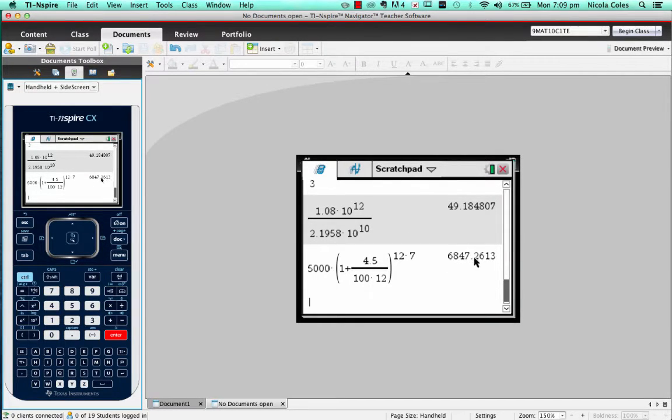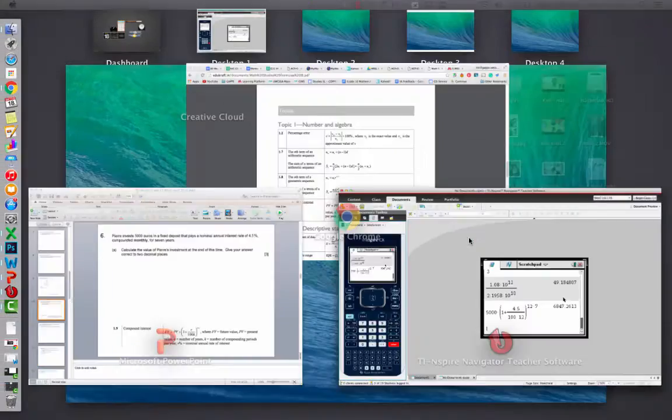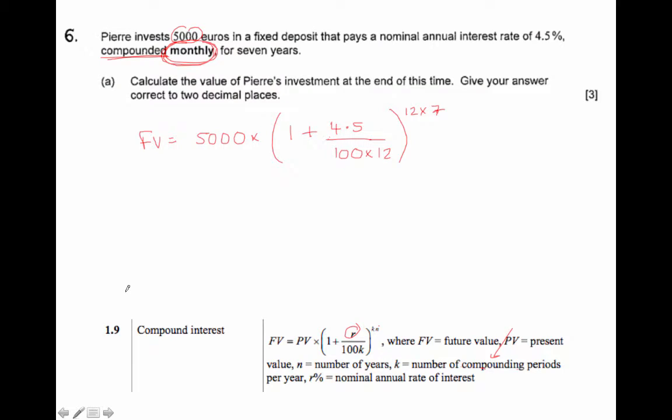6,847.26. And when we're dealing with money, we give our answer to 2 decimal places. So here, well, it even tells us to 2 decimal places. That's the same as 6,847.26. And it says it's in euros, so we could put euros or put a euro sign at the front.